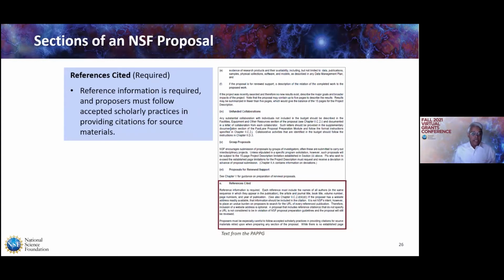So a separate section in the proposal is where you're providing reference information. The references cited are not included in the 15 pages for the project description. There's a separate section that you're providing, and you can use as many pages as you need to show all of the references that you're citing. And again, standard rules with respect to how you cite scholarly references apply for NSF proposals as well.